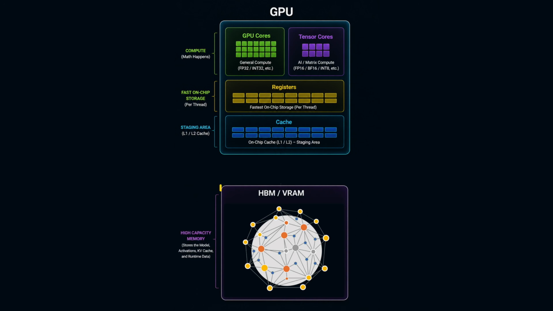We can depict the real picture like this. The model mostly lives in GPU memory, and the chip streams pieces of it through the compute pipeline as fast as possible. Let's break it down.